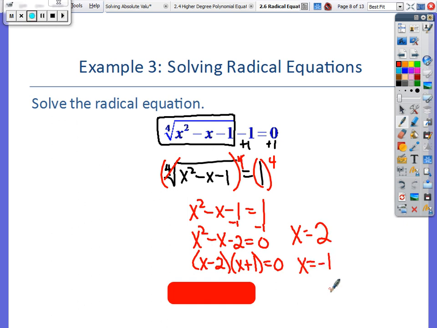Now they both have to work. So let's plug in 2. I get 2 squared is 4. 4 minus 2 is 2. 2 minus 1 is 1. What's the fourth root of 1? Well, it should be 1, right? What's 1 minus 1? 0. Yay for 2. Okay, negative 1.